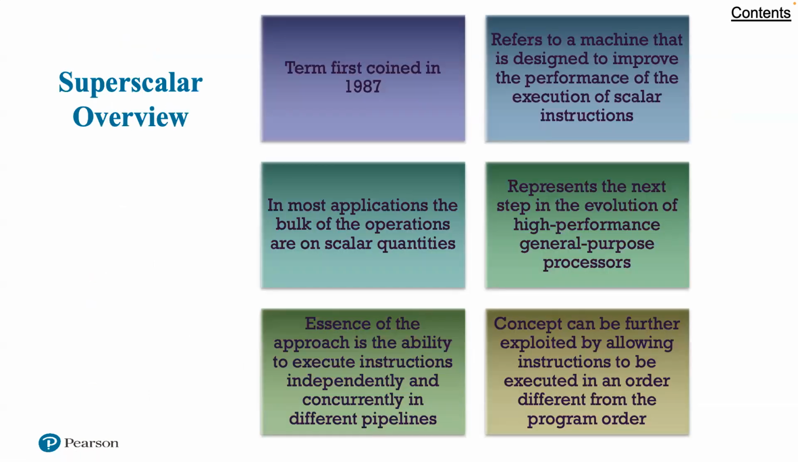So the term superscalar was first coined in 1987, and refers to a machine that is designed to improve the performance of the execution of scalar instructions. In most applications, the bulk of the operations are on scalar quantities. Accordingly, the superscalar approach represents the next step in the evolution of high-performance general-purpose processors. The essence of the superscalar approach is the ability to execute instructions independently and concurrently in different pipelines. This concept can be further exploited by allowing instructions to be executed in an order different from the program order.